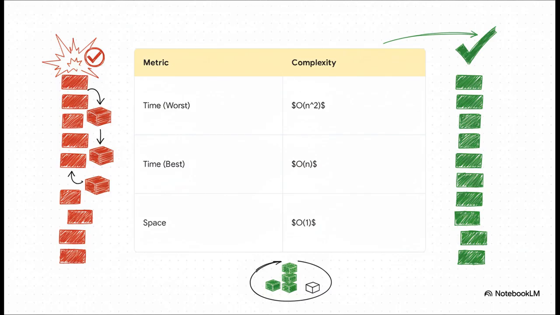Well, it makes one pass, realizes no swaps are needed, and stops. That gives it an amazing best-case time of O of n. It's simple, yeah, but it's surprisingly smart when the data is almost in the right order.